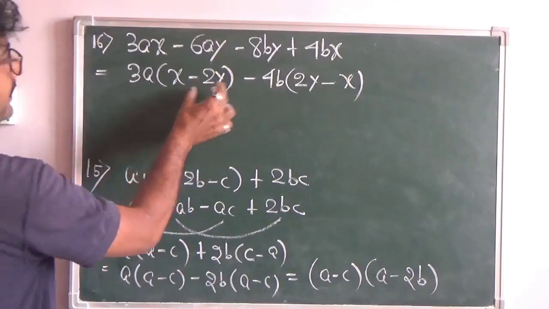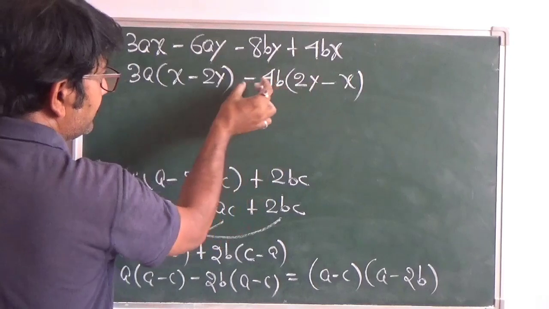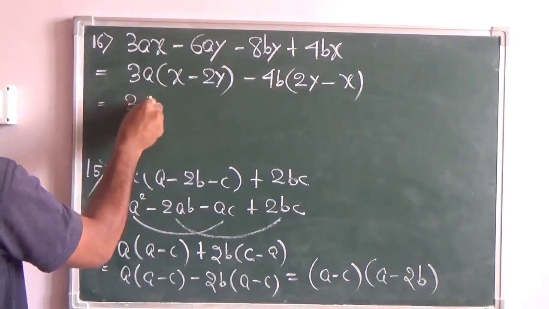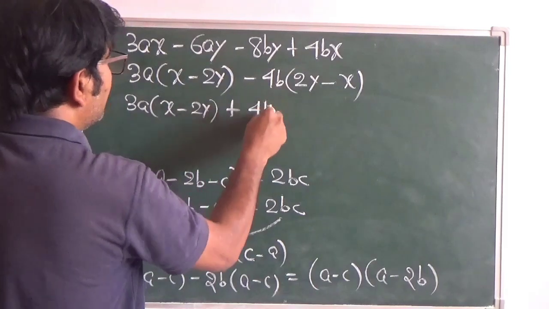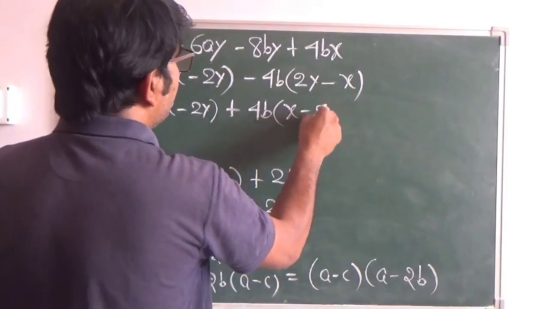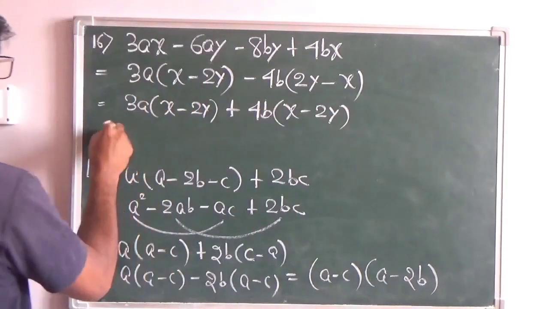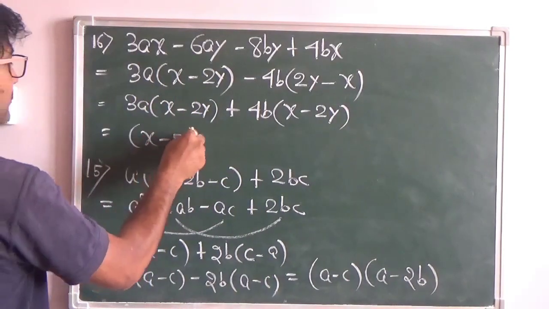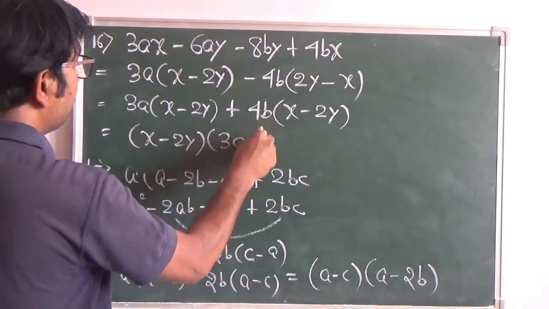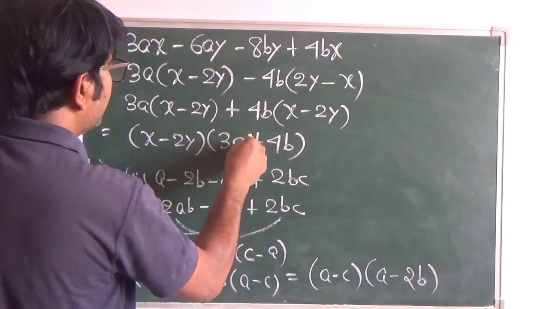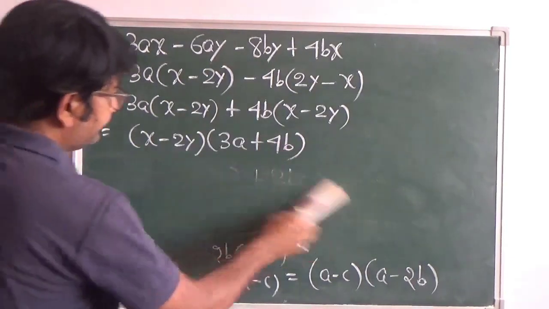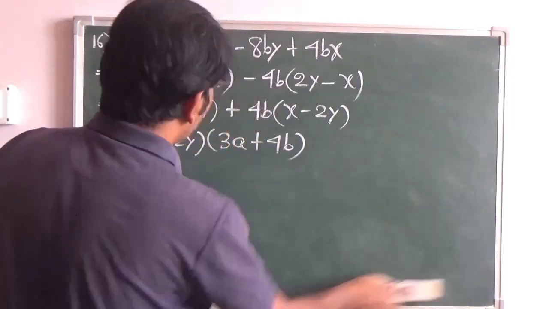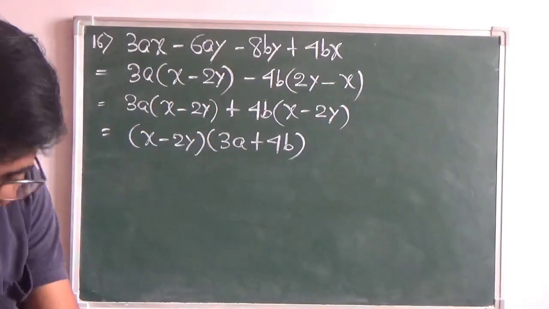So it is x minus 2y, it is 2y minus x. We take minus common, it will become plus. So it is 3a into x minus 2y plus 4b into x minus 2y. So from this x minus 2y is common, we are left with 3a plus 4b. Right? Move on to question number 17.